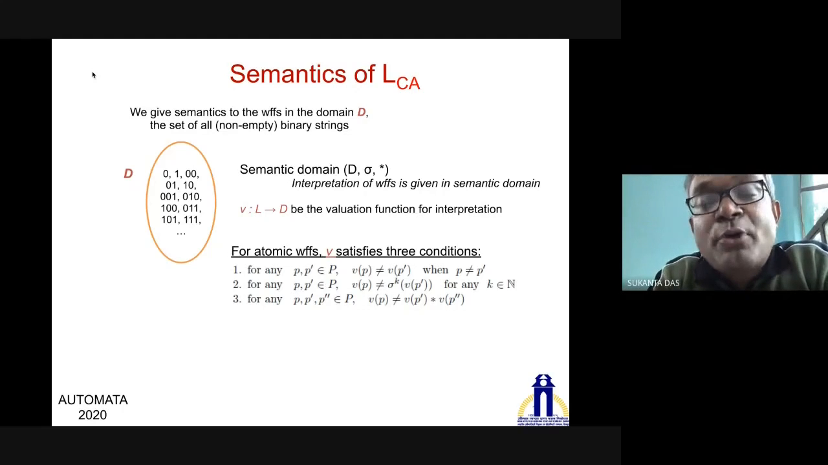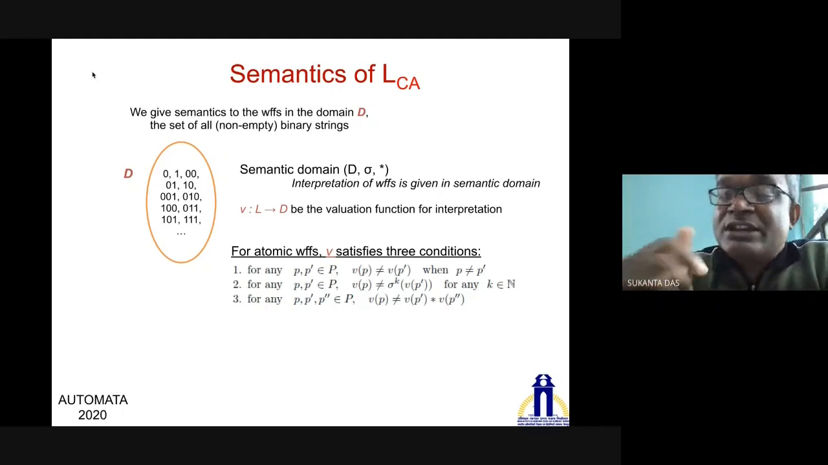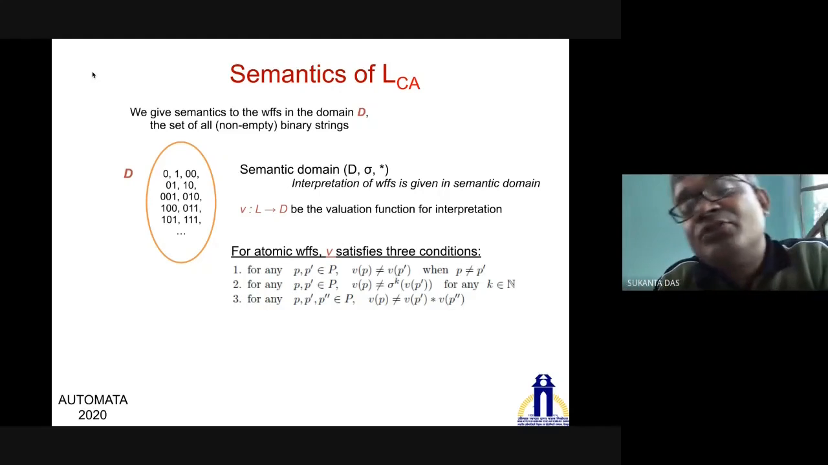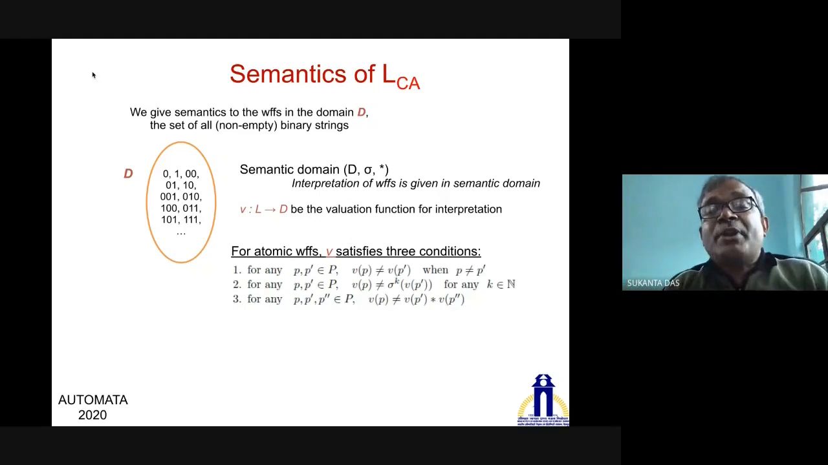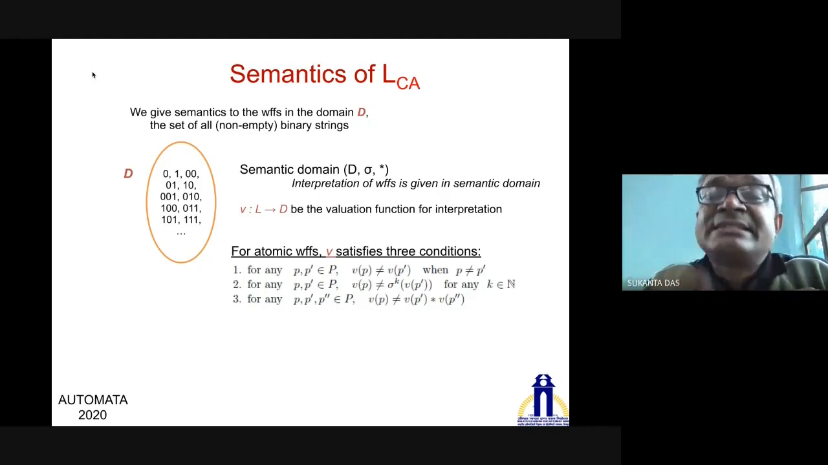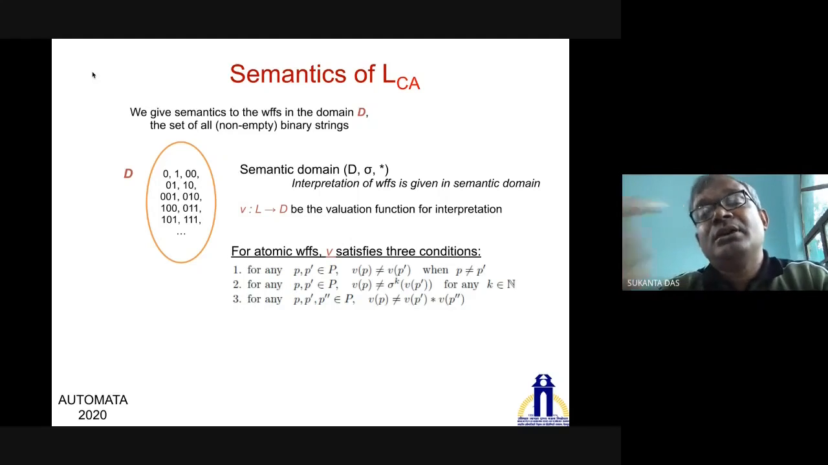The second point is, for any P and P dash, V of P is not equal to sigma to the power K of V of P dash, for any K. So you cannot get one valuation by shifting the other valuation. This is the second one. And the third condition says that by using the star operator, you cannot get another valuation. So these three conditions are to be satisfied when you use some V.